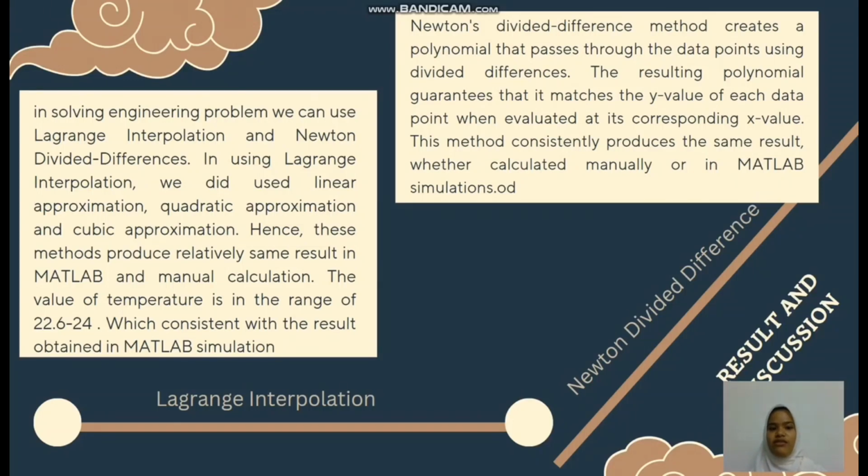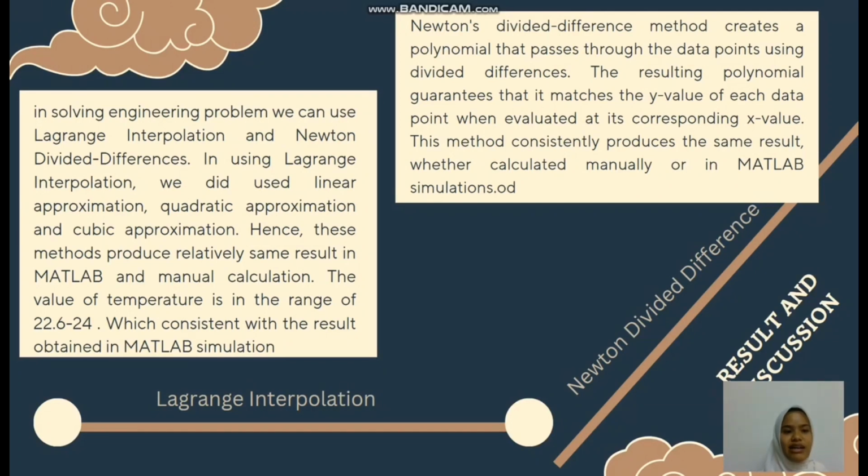So in general, in solving engineering problems, we can use Lagrange interpolation and Newton divided differences. Lagrange interpolation enables us to find the value of a function at a specific point within the range of known data points. It helps to fill in the gaps between the data points and provide an estimate of the function behavior at intermediate locations. And similar to the Lagrange interpolation, Newton divided differences can interpolate the value of a function at a specific point within the range of known data points. And by using these methods, we can solve both linear and quadratic interpolation to calculate the approximate temperature based on the electric consumption. So let's start with the Lagrange interpolation.